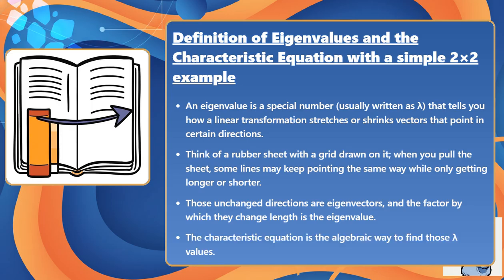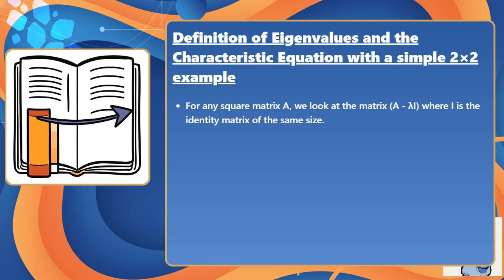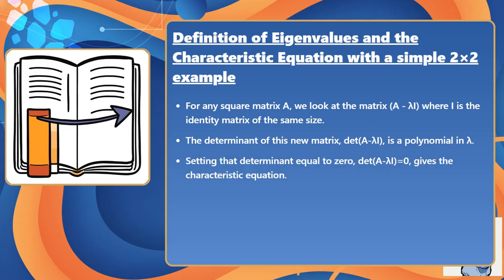The characteristic equation is the algebraic way to find those lambda values. For any square matrix A, we look at the matrix A minus lambda I, where I is the identity matrix of the same size. The determinant of this new matrix, det of A minus lambda I, is a polynomial in lambda. Setting that determinant equal to 0, det of A minus lambda I equals 0, gives the characteristic equation. Solving it yields all eigenvalues.